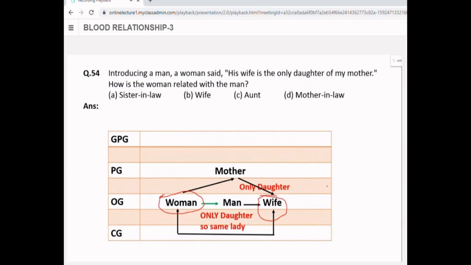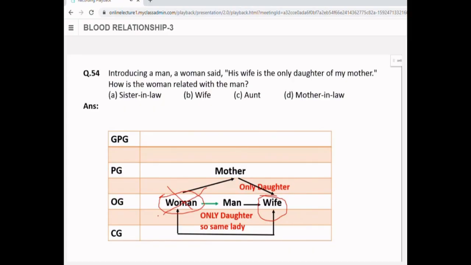Because of only daughter, this woman gets cancelled here. Before that, there were two. If the word only is not there, then they have two daughters. But because of that word only, this daughter gets cancelled. Both are one and the same. Only daughter, so single daughter. You cannot have two. Somebody pointed that out, yes. Dominic? Savio, correct. So later on, I cancel that. Now, I've said only daughter, so same lady.